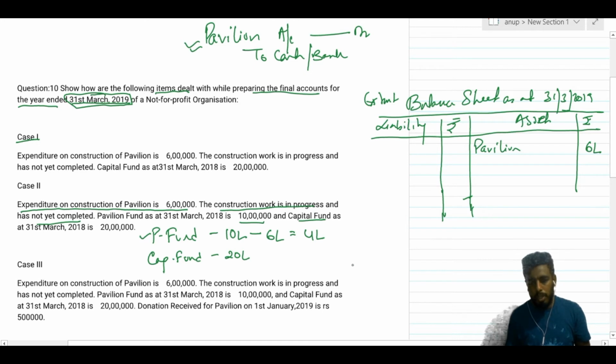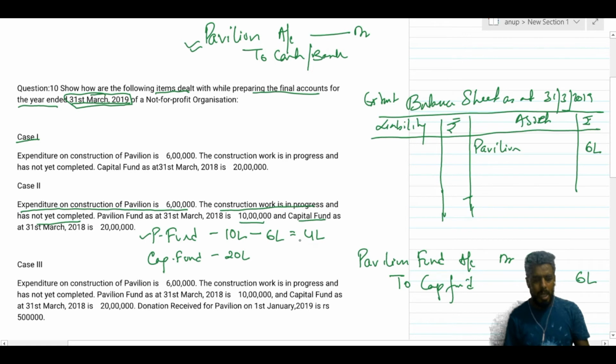So you'll have to reduce the pavilion fund. So if pavilion fund being a liability is reduced, it will be debited. So pavilion fund account debited, how much? 6 lakh. So this pavilion fund is being now reduced and then transferred to capital fund, of rupees 6 lakh.